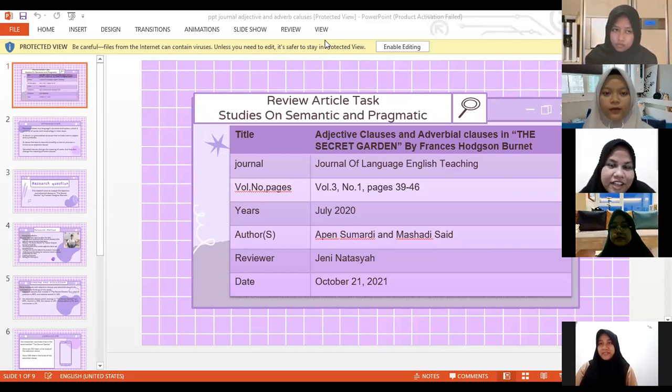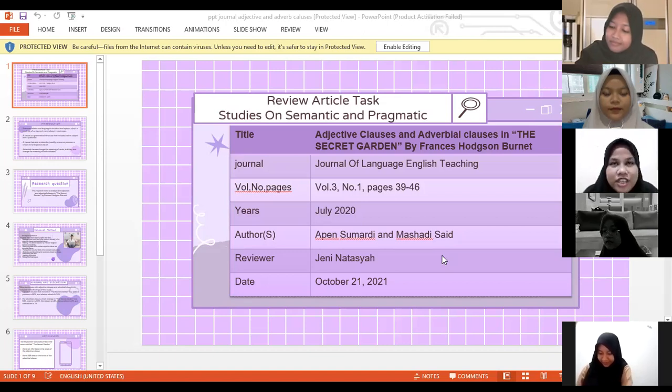Before that, I will introduce my group members. The first is Jeni Natasya as the first presenter. The second is me, Sandra Anggraini Putri, as moderator and also second presenter. The third is Wahyuningsih as the next presenter, Suci Mira Andani the fourth presenter, and Putri Wahyuni the fifth presenter.